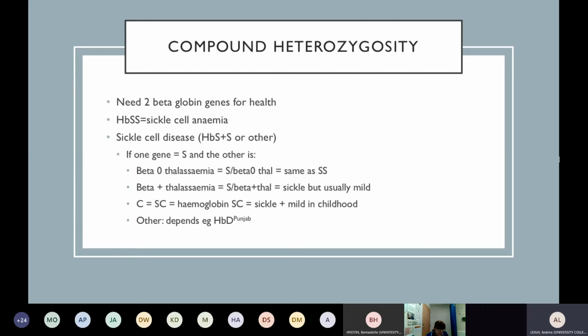The beta 0 and beta plus thalassaemia distinction is whether you can produce no normal beta globin chains or some. Haemoglobin SC, as Bernard was saying, is often considered the mild form of sickle cell, and certainly in childhood that generally bears out. If you've got SC sickle cell disease, we tend to see far fewer complications, but that's not to say they can't happen, particularly in times of stress, so times of infection, around surgery, things like that. Then there are other forms that can also be quite severe, and haemoglobin D Punjab with sickle can produce quite a severe phenotype as well.